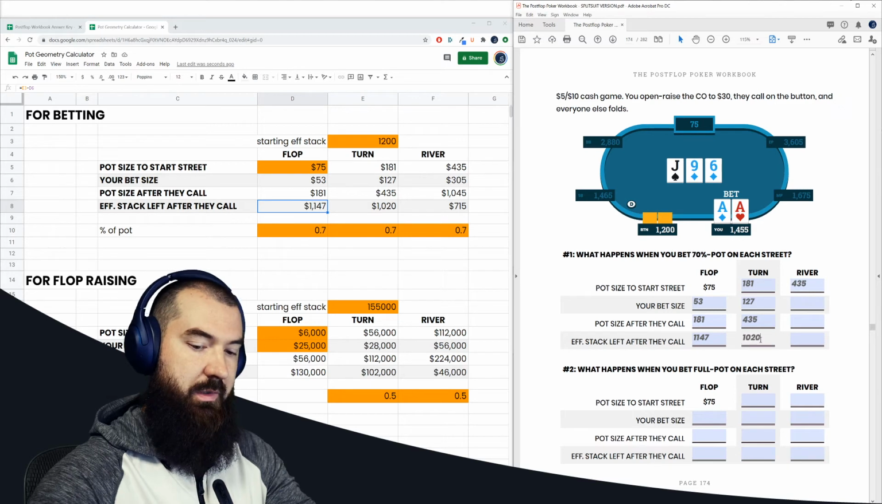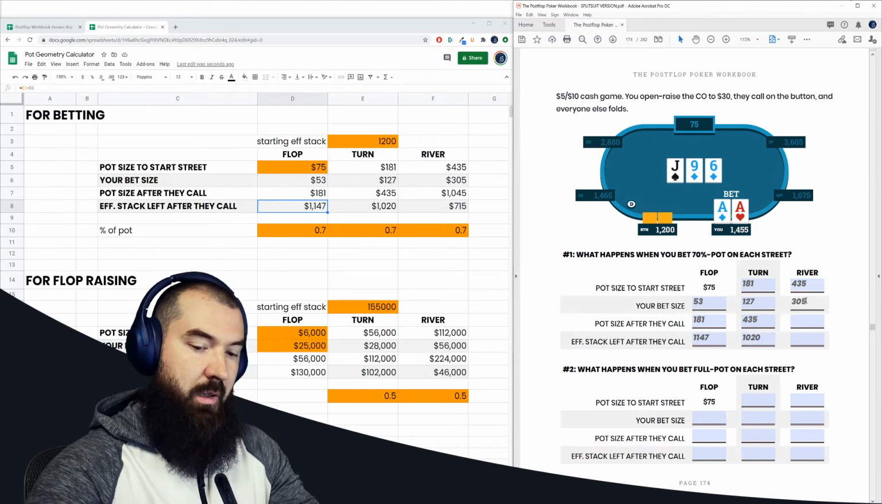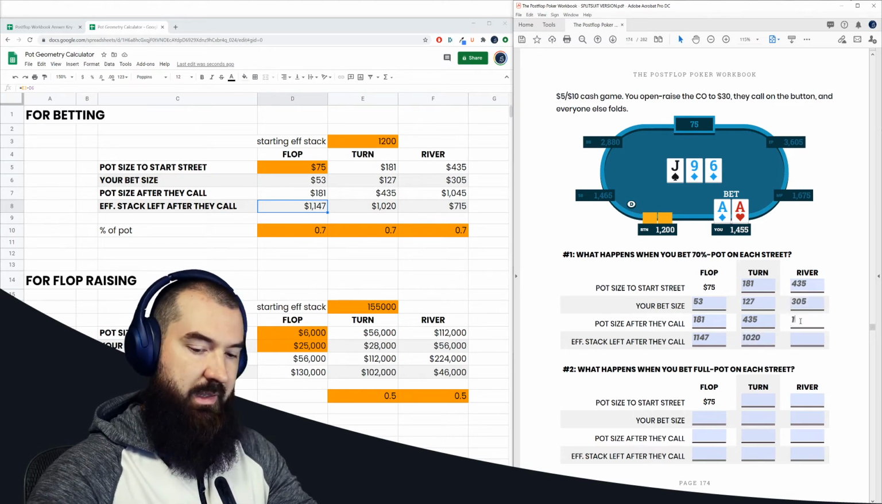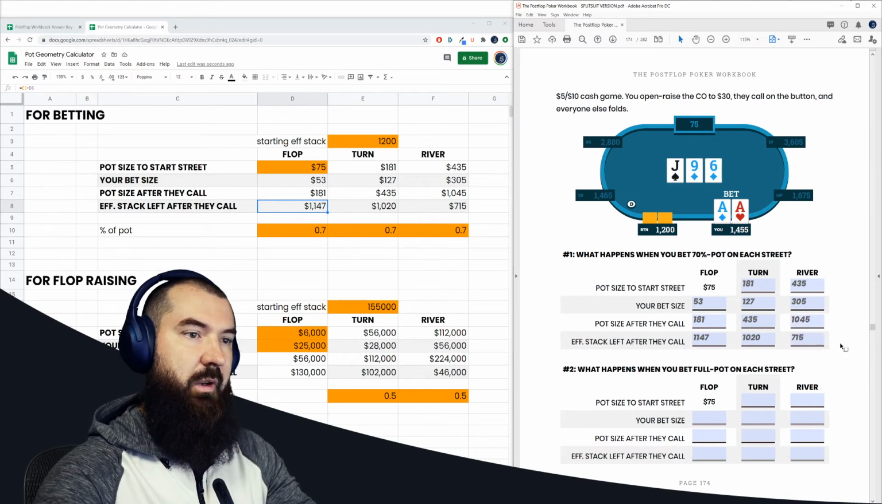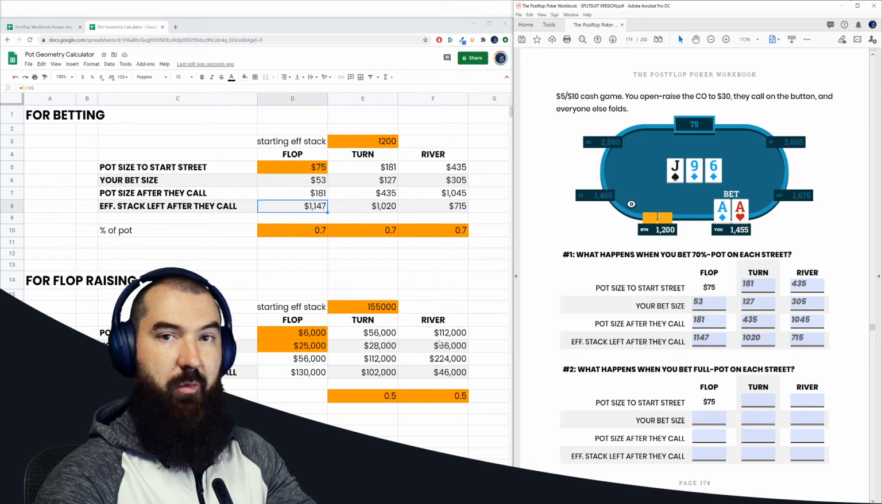And let's just do the rest of these real quick. 305, pot size after they call the river bet, and 715 for effective stacks left after they call the river bet. Perfect. Excellent. Now let's do number 2 together.